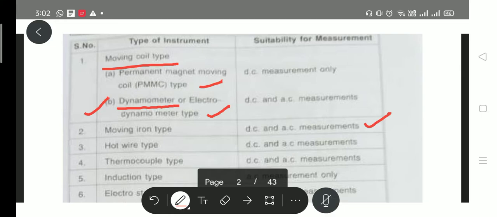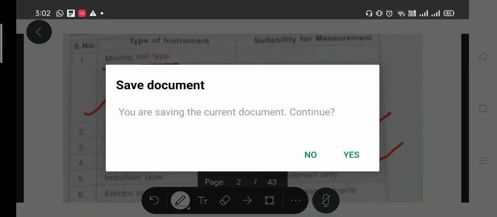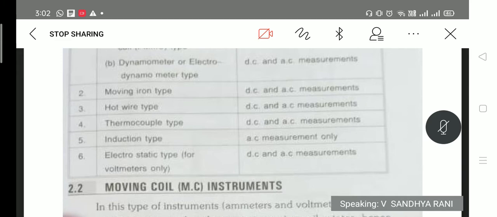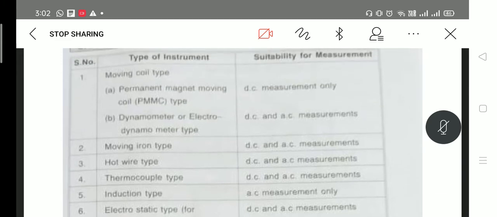In the thermocouple type also we can measure DC and AC measurements. Okay. In the induction type instrument, we can measure only AC measurements. In the electrostatic type voltmeter, we can measure DC and AC measurements. But in this unit we only discuss moving coil instruments and moving iron instruments.